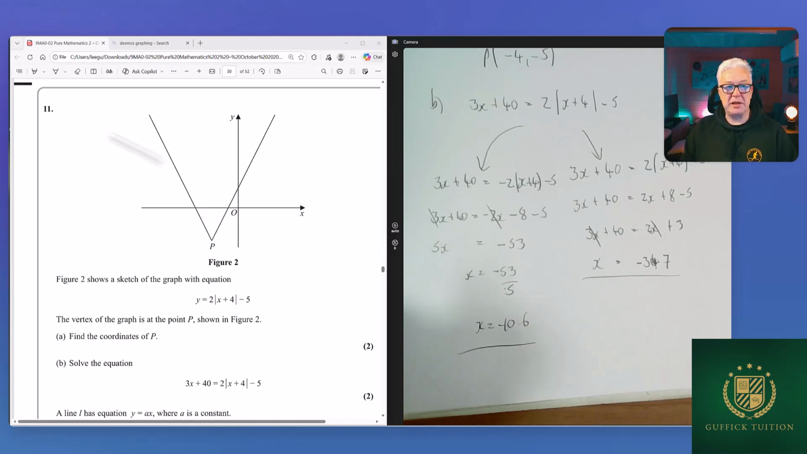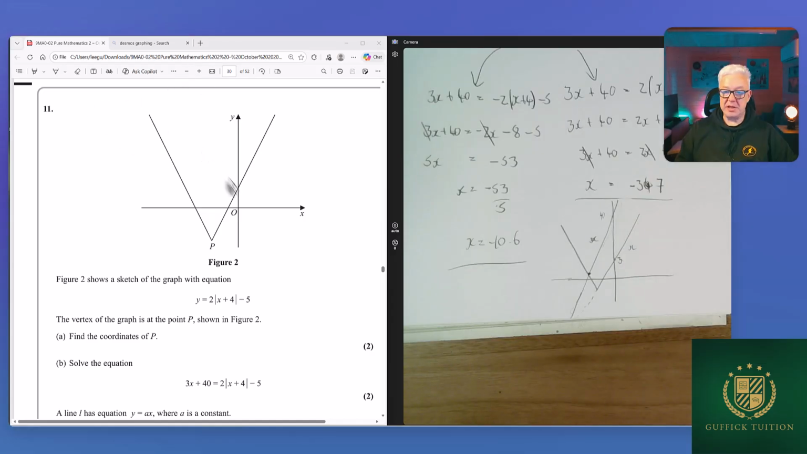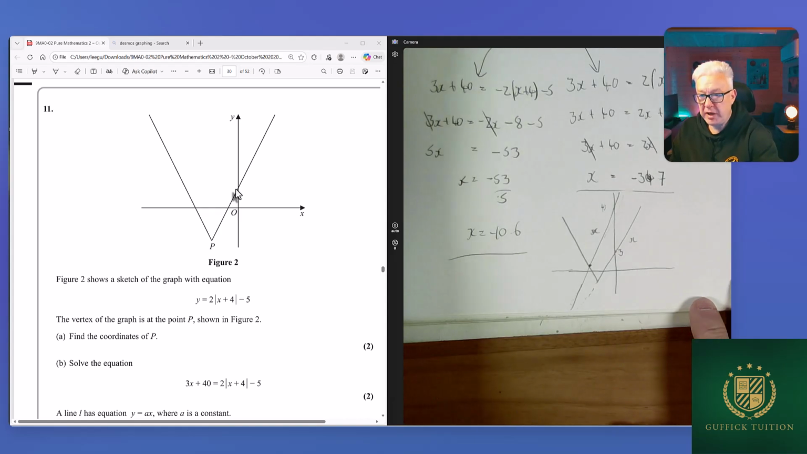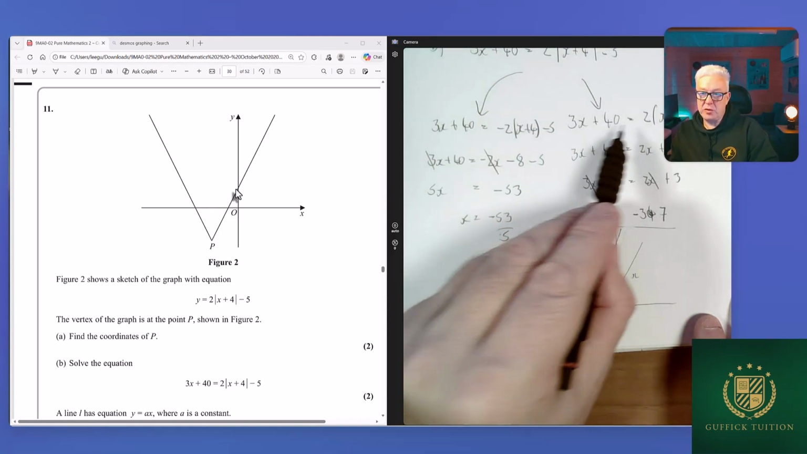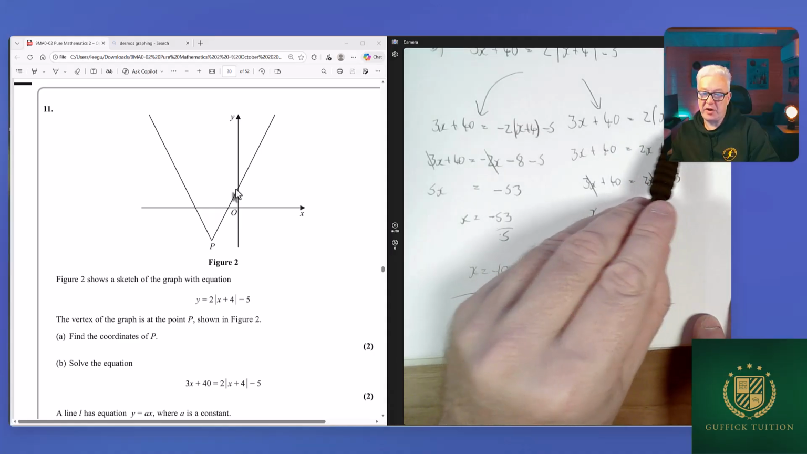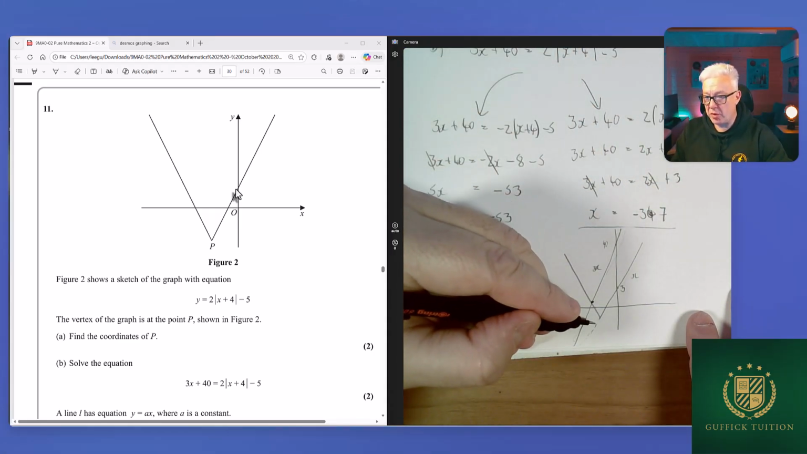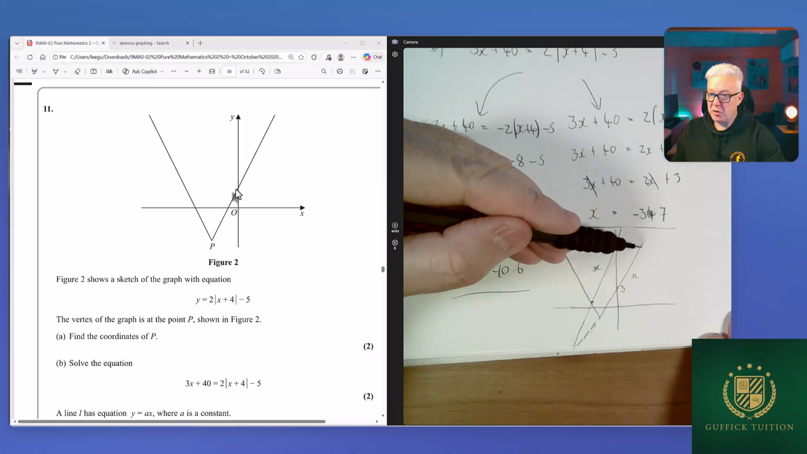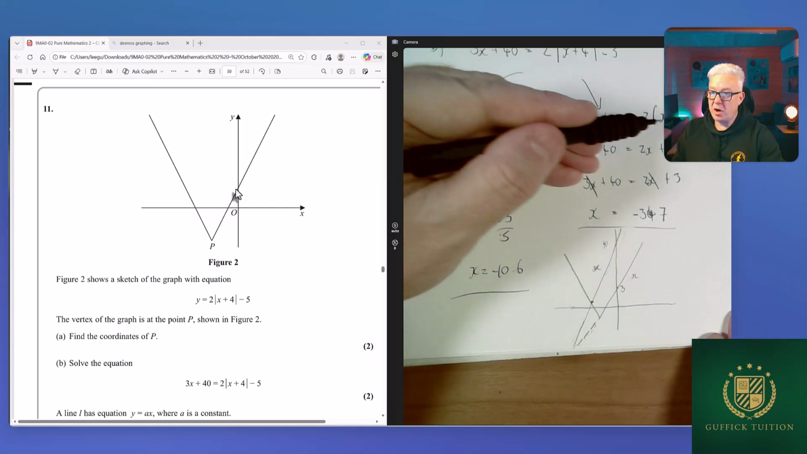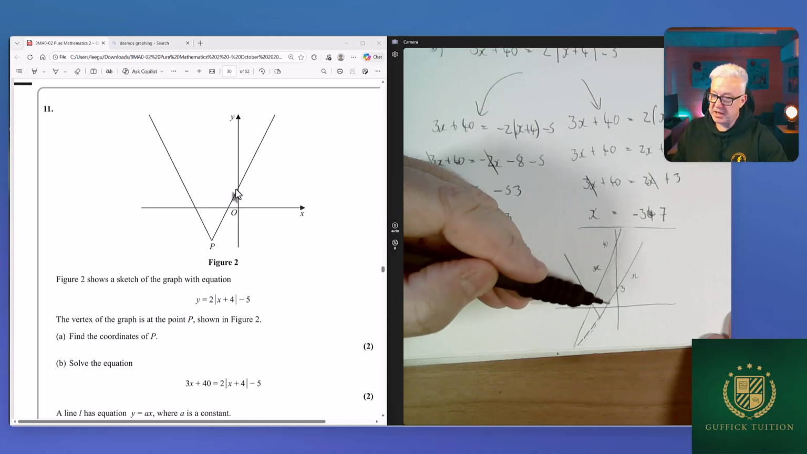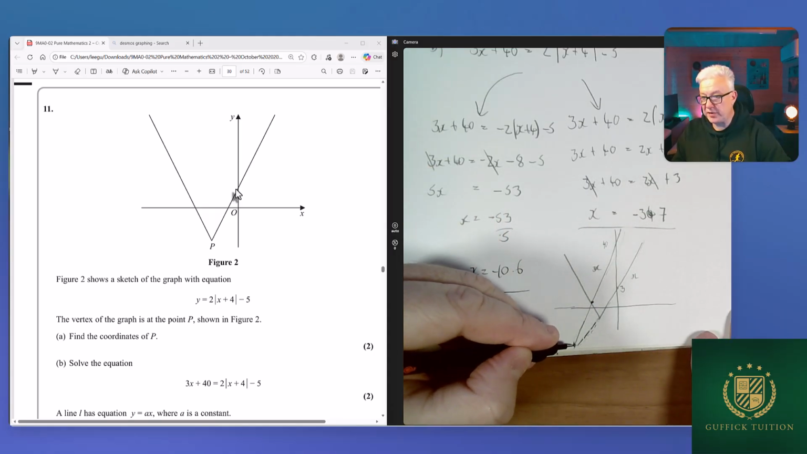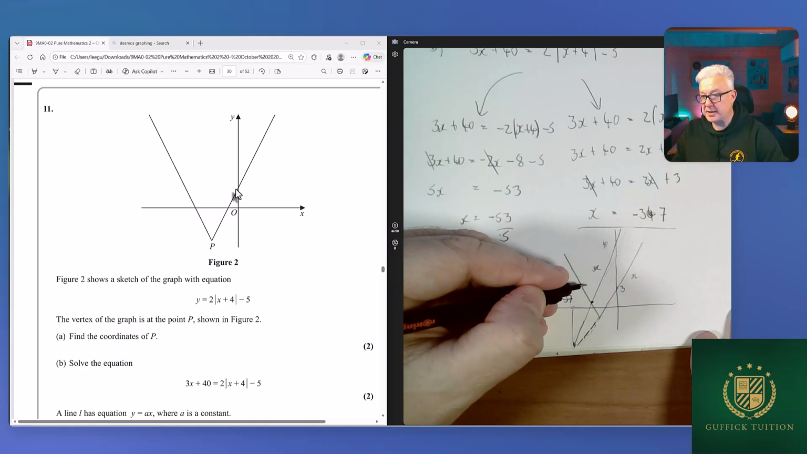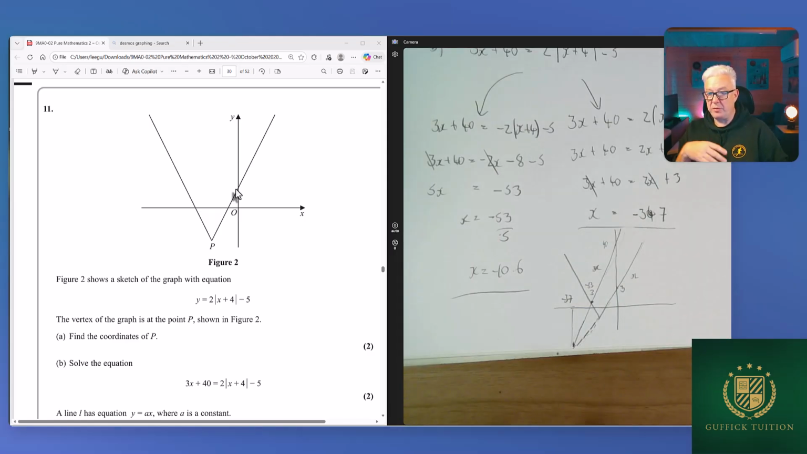Okay, so now what we need to do is consider which one of these values we're allowed, and why. So let's have a look and think about our graph. Over here, we were solving 3x + 40 = 2(x + 4) - 5. That's as though we were solving this graph without the modulus function having been present. So we're basically just solving where this meets this line. If there was no modulus function applied and we just had the line 2(x + 4) - 5, then that line would have continued down here and they would have both intersected much further down, and that is where x = -37. This one is where x = -53/5, or -10.6.